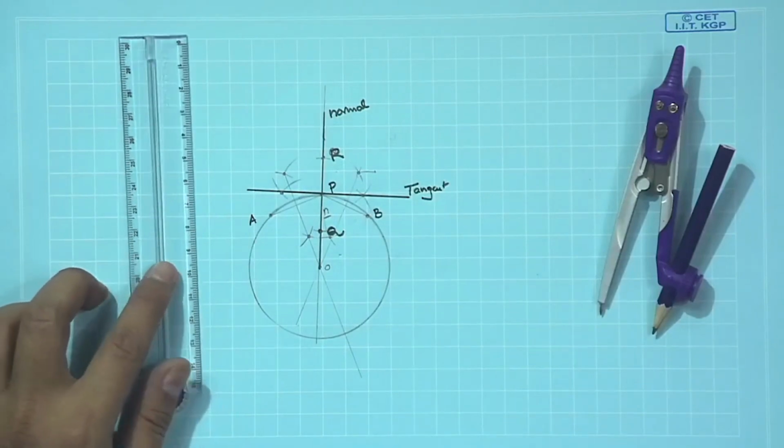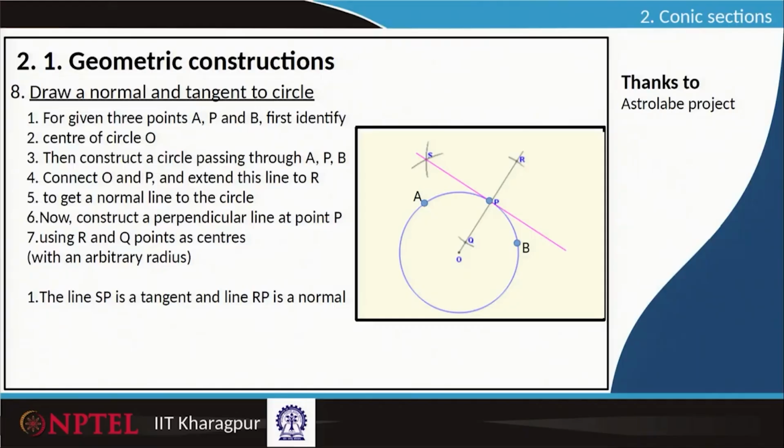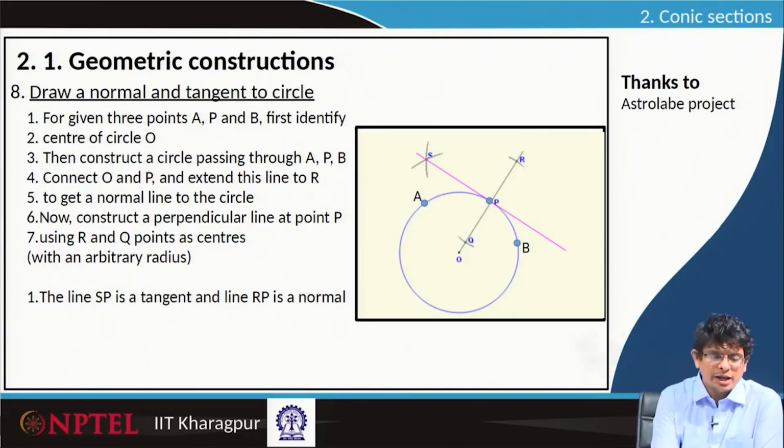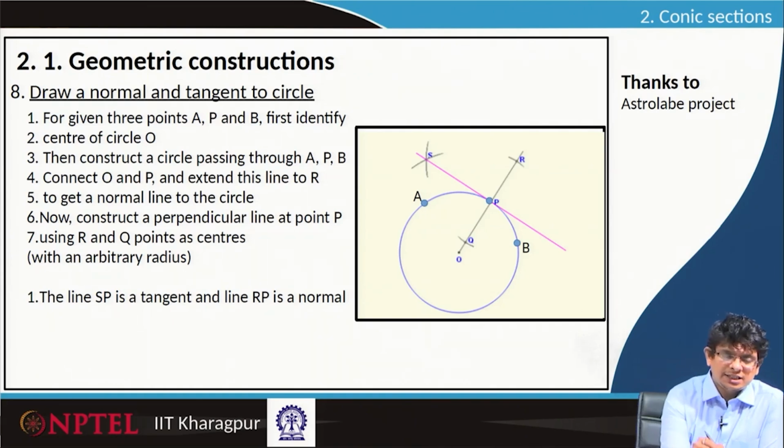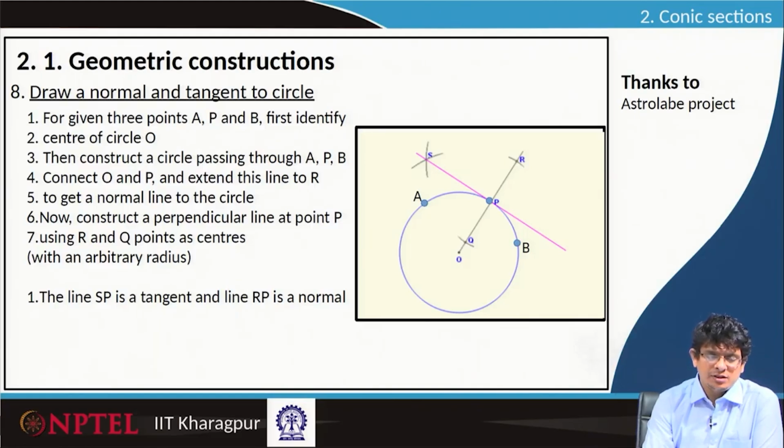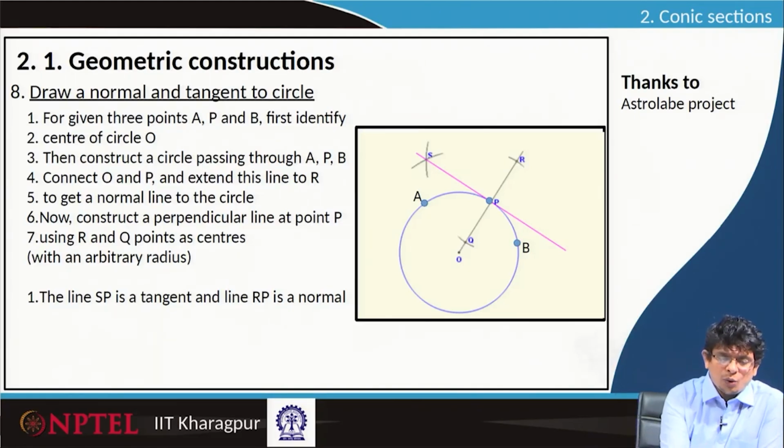Let us look at the procedure. First of all, we have to construct a circle passing through A, P, B points. Once it is done, we have to construct a line from O to P and then extend that OP line all the way to R. That line OPR, whatever the line extended O to R, we call normal to that circle.